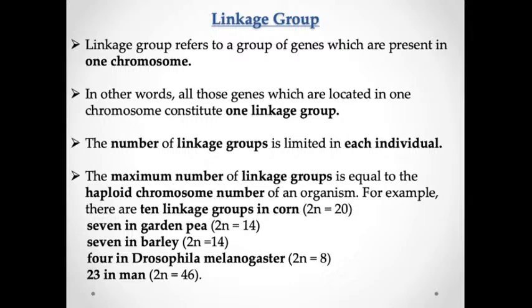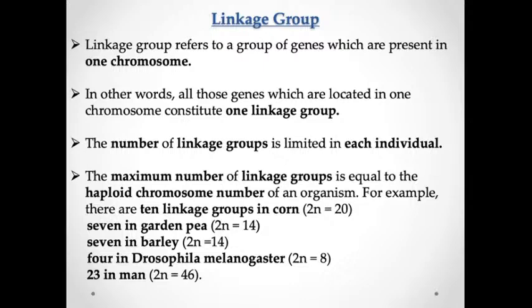Linkage group refers to the group of genes which are present on one chromosome. In other words, all the genes which are located on a chromosome constitute one linkage group. The number of linkage groups is limited in each individual. The maximum number of linkage groups is equal to the haploid chromosome number of an organism. For example, there are 10 linkage groups in corn, 7 in garden peas, 7 in barley, 4 in Drosophila, and 23 in man.